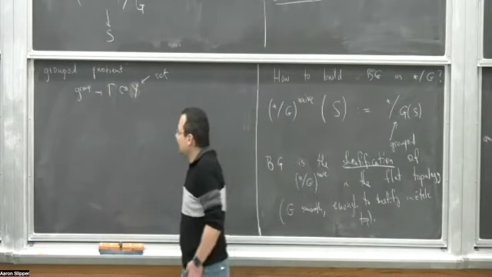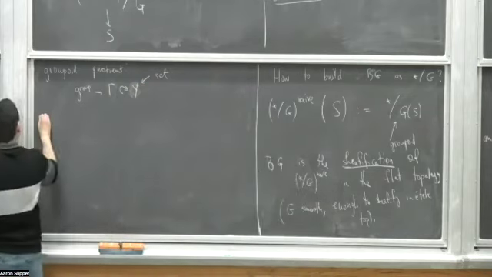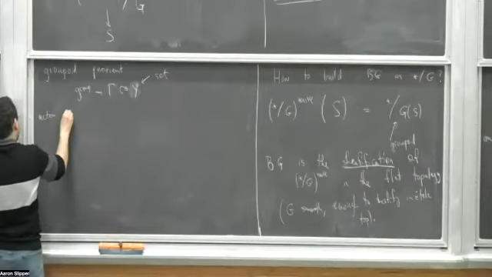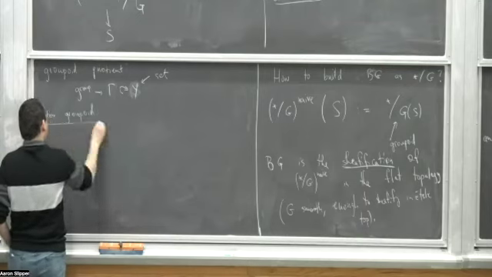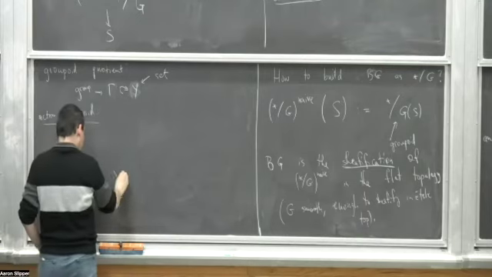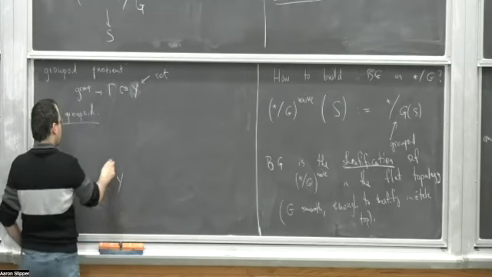So you can realize the action groupoid, you can write it like this. It's a kind of simplicial object.